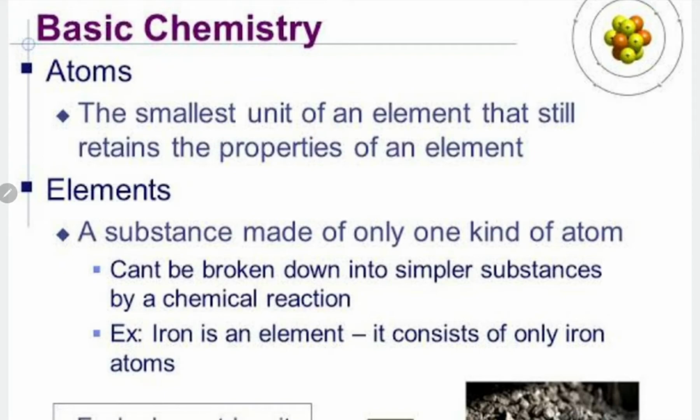An atom is the smallest unit of an element that can still retain the property of an element. So what is an element? A substance made of only one kind of atom. It is just made up of one kind of atom. If it is hydrogen, it means hydrogen alone. If it is chlorine, chlorine alone. If it is carbon, carbon alone. If it is oxygen, oxygen alone.